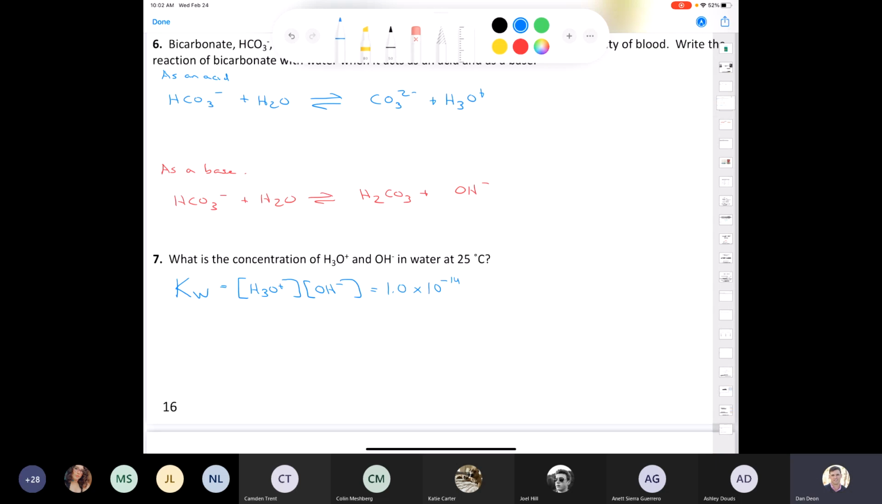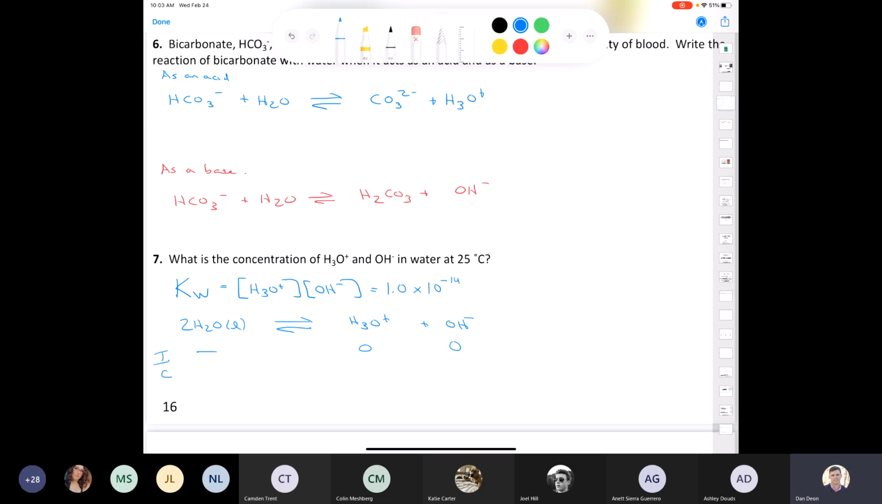Well, if I start out with water, so I have my 2 molecules of water, and they're going to be in equilibrium with my hydronium plus my hydroxide. I'm starting out with pure water. I have none of this and none of that.